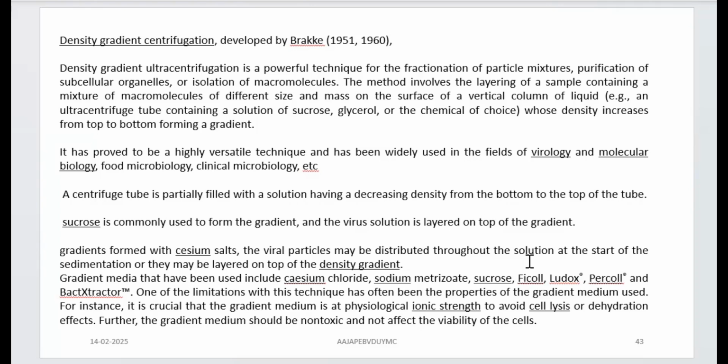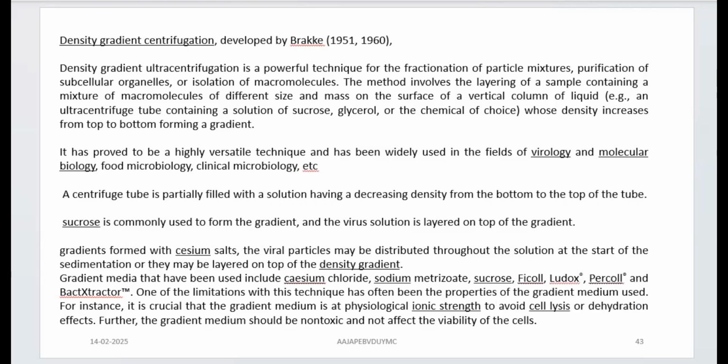The technique has many applications, right from cell organelles to macromolecules to virus purification, purification of molecular biology components like DNA, RNA, types of DNA. Then food microbiology and clinical microbiology for isolation and purification of pathogenic bacteria if they are there in the sample, and so on. So this is the overview of the technique.